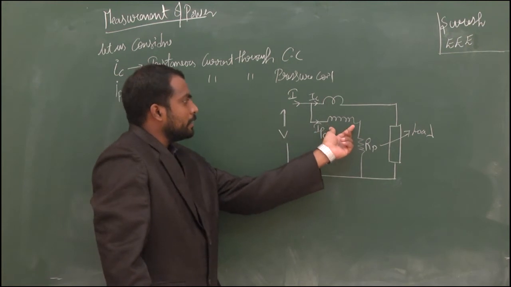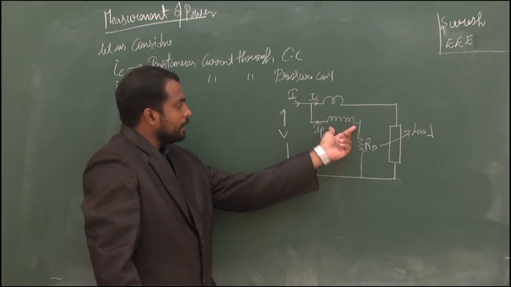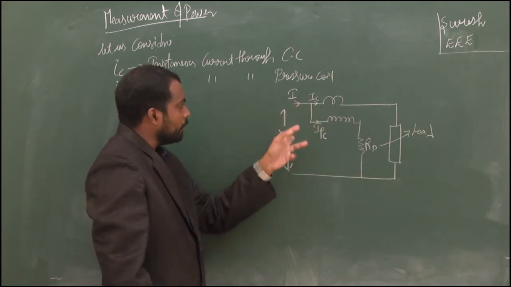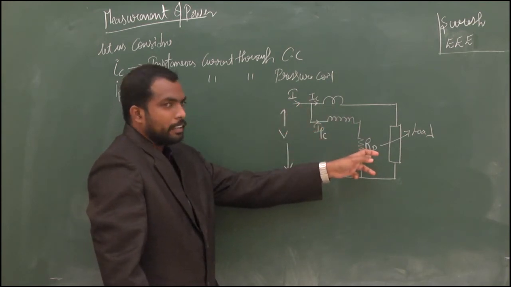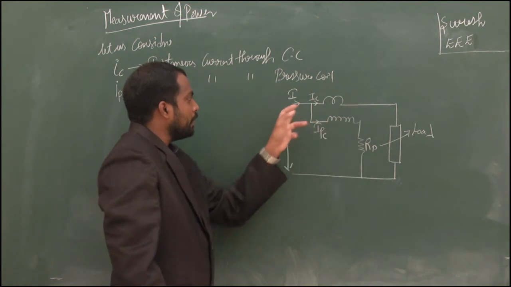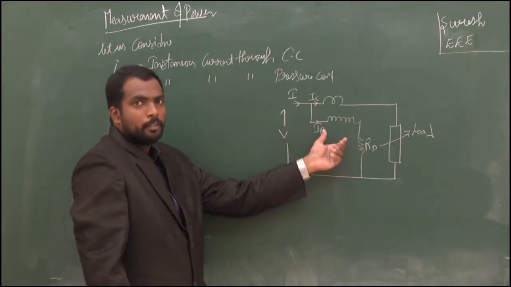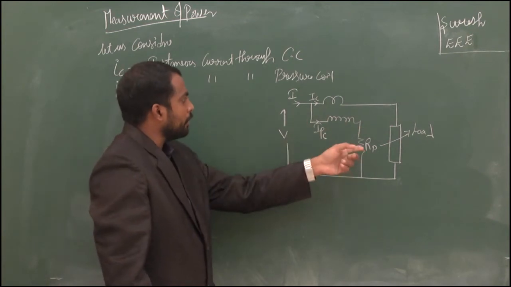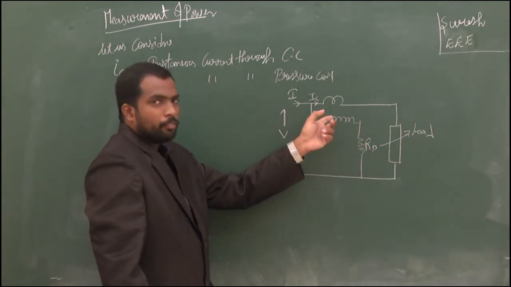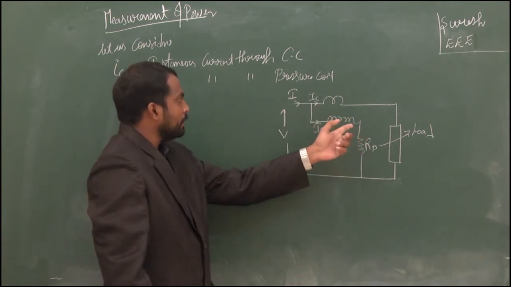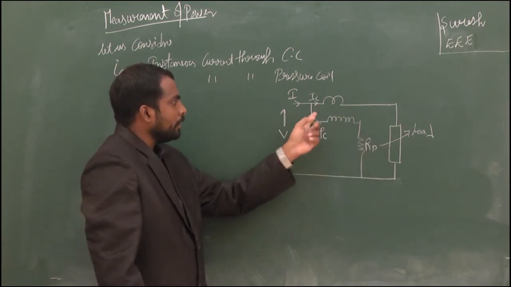Why? The resistance of the pressure coil should be very high in order to measure the voltage, and I have connected external resistance RP. So obviously the overall characteristic of this pressure coil is purely resistive. When this is a purely resistive network, the phase angle difference between your voltage and current is 0. That means they are in phase with each other. So this condition we will use in the last step.